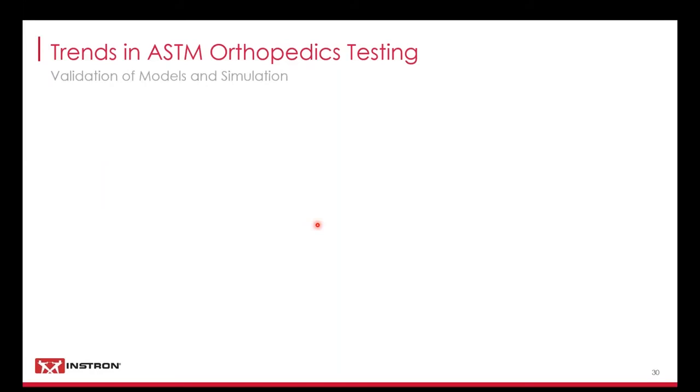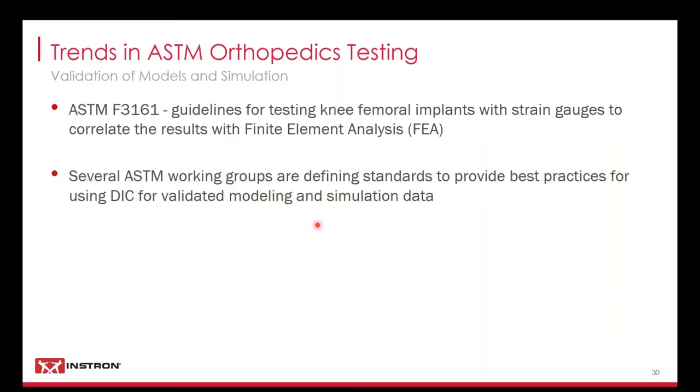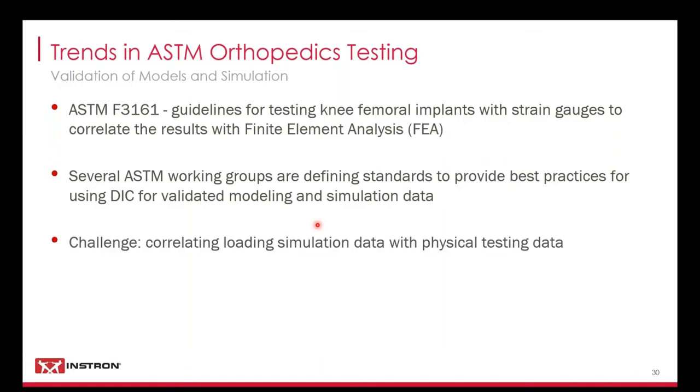So there has been, over the last few years, some trends in the ASTM orthopedics testing. There was a new standard, the F3161, which provides guidelines for testing knee femoral implants with strain gauges to correlate the results with finite element analysis. There are several ASTM working groups defining the standard to provide best practices for using DIC as validated modeling and simulation data. Of course, the challenge is to correlate that loading data with physical testing data.